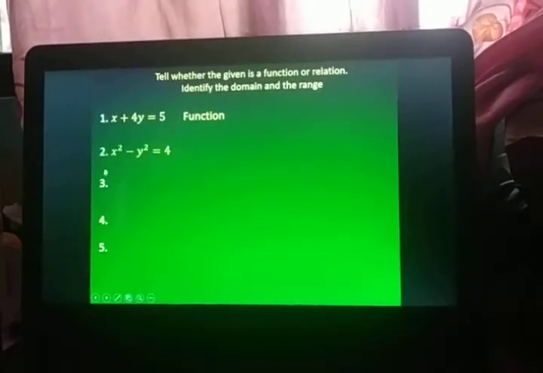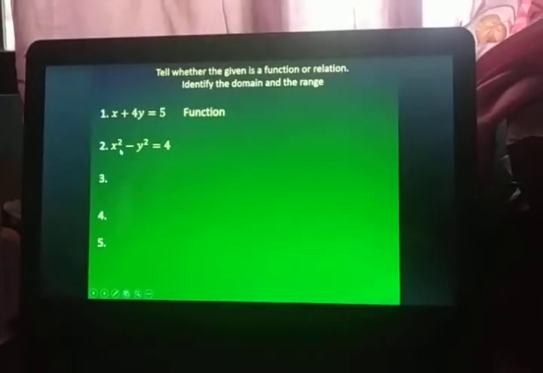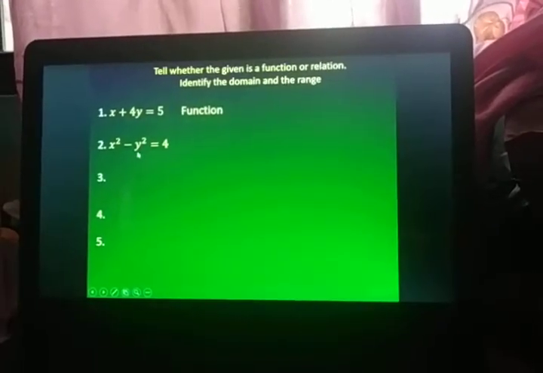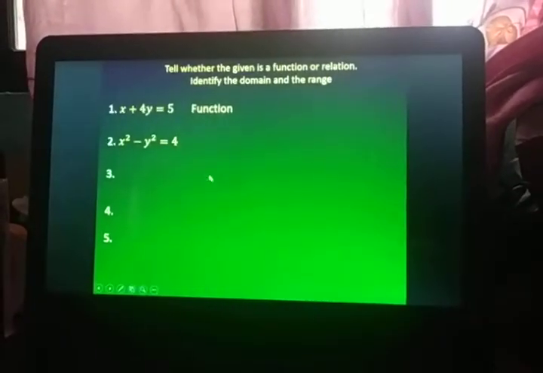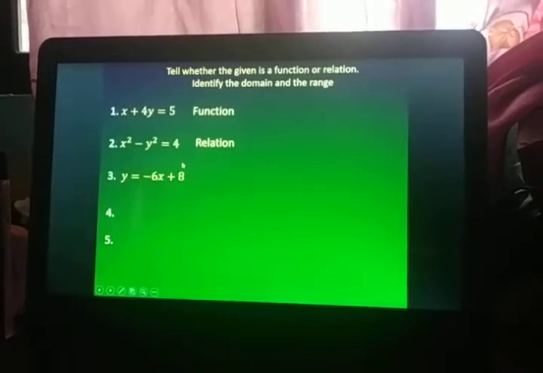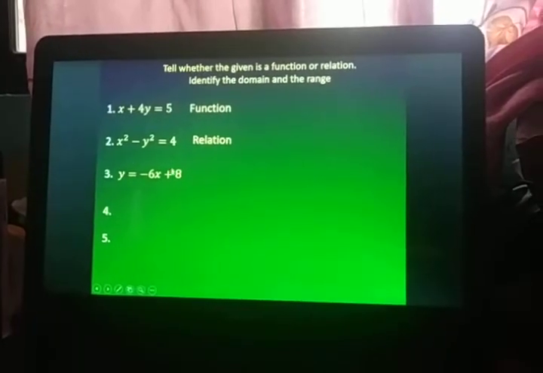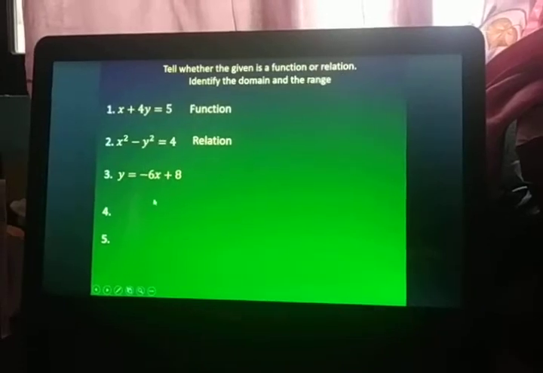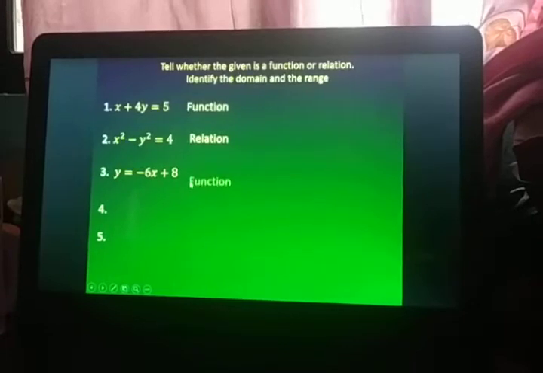Number 2, given x squared minus y squared equals 4. Take note that there are 2 variables with a power of 2. If they are graphed, this will not result into a straight line. This will result into a circle. And so a circle is not a function. This is a relation. Number 3, y equals negative 6x plus 8. Take note that this is in the slope-intercept form. X and y do not have powers, one lang invisible, and so this will result into a straight line. And so a straight line will give you a function.